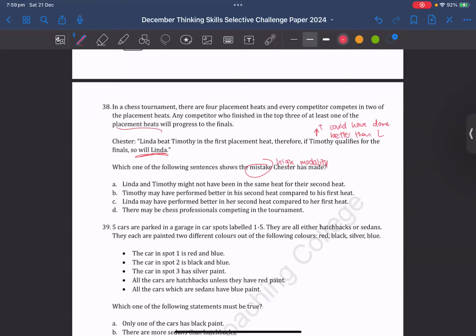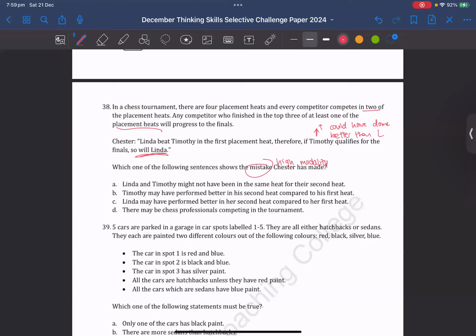Because in at least one of the two placement heats, if he did better than her in that second heat compared to the first one, Linda might not go through. So I think that's where the mistake is. Now we go through and see what's going on. Which one of the following sentences shows the mistake?